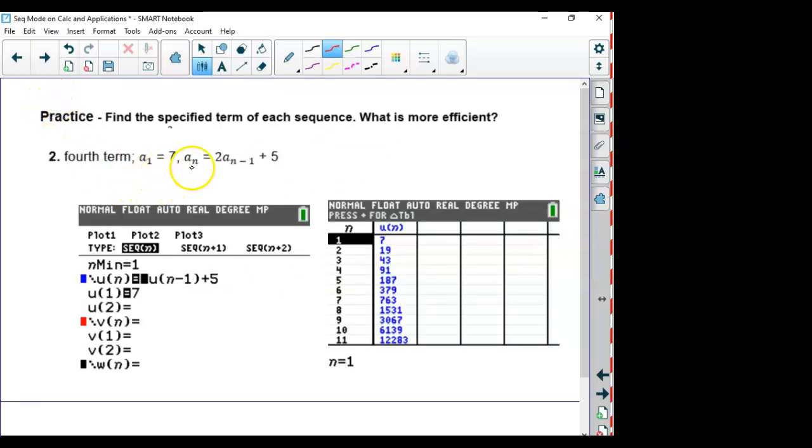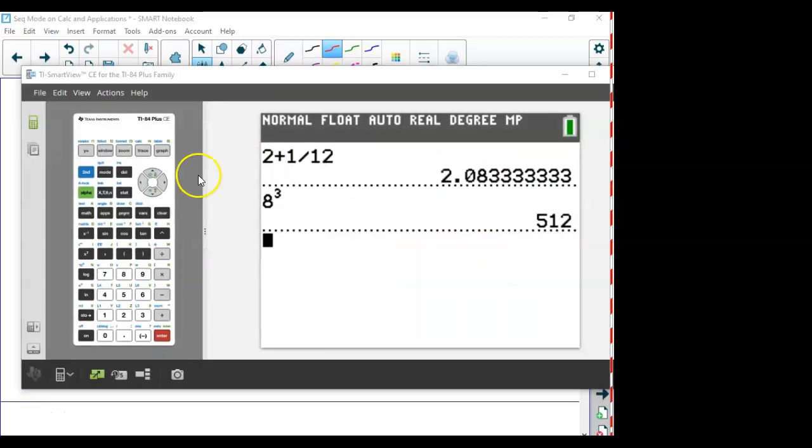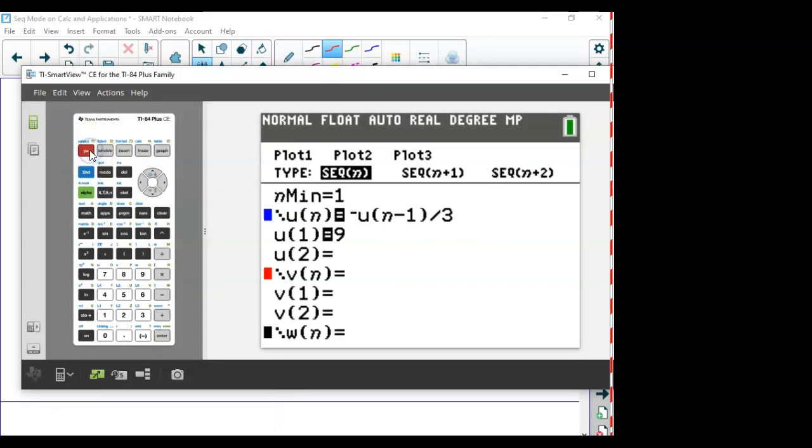All right, example 2 says find the 4th term. Now, because it's only 4 terms, it probably would be pretty quick to find by hand. You would say it starts with 7, and then what does it tell you to do here? Take that term and do what? Multiply by 2 and add 5. So 2 times 7 is 14, plus 5 is 19. 2 times 19 is 38, plus 5 is 43. 2 times 43 would be 86, plus 5 is 91 maybe. But because it's recursive, it might be worth our time to put it in the calculator.